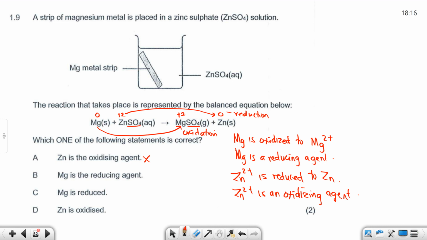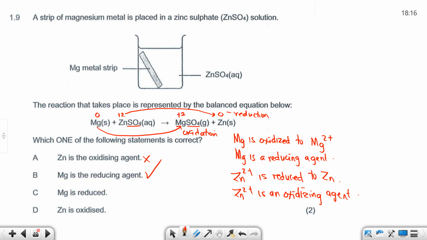Mg is a reducing agent. Do we have it? Yeah, but we do. The other ones we don't have. Mg is reduced? We said Mg is oxidized. Zinc is oxidized? No. It is Mg that is oxidized. So I hope I was able to make that clear.